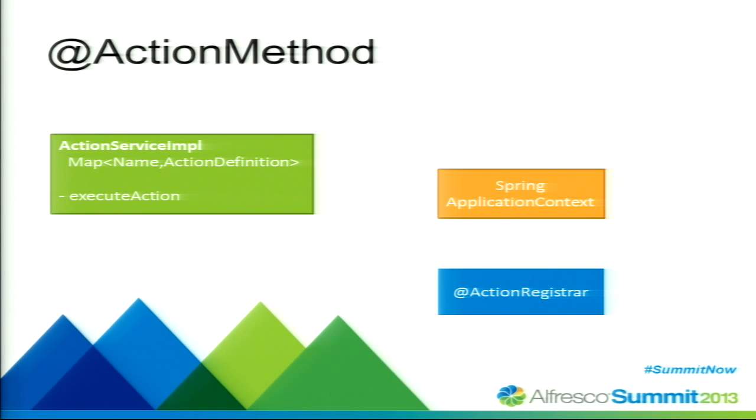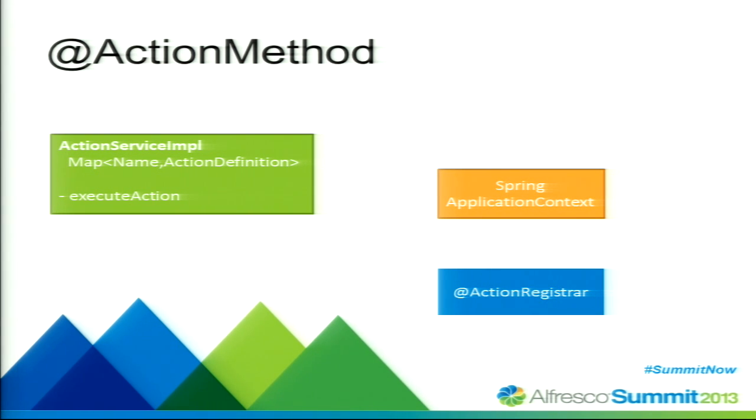Okay, finally, action methods. That's a bit of a special case because the Alfresco action service expects every action to be a global Spring bean. As I said, the dynamic extensions are all living inside a nested Spring context, meaning they cannot register themselves as bean in the global Spring context.